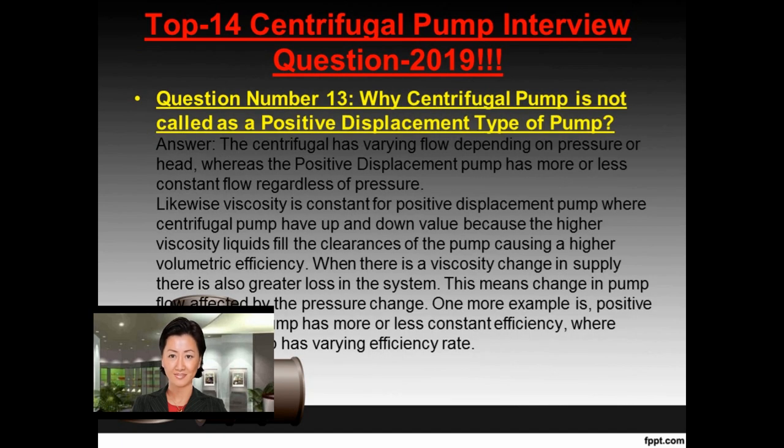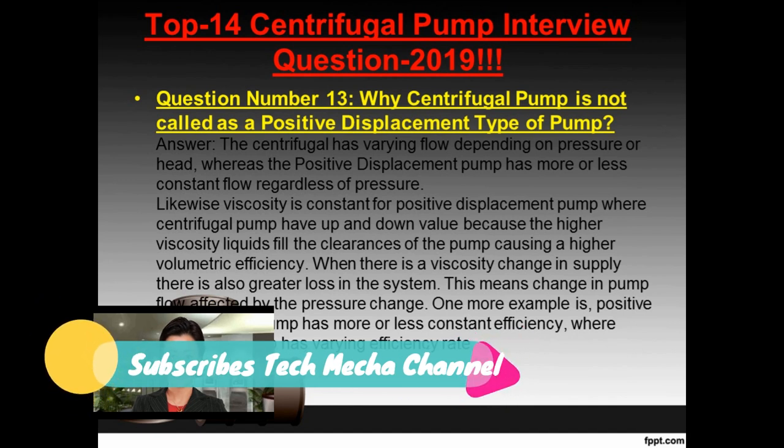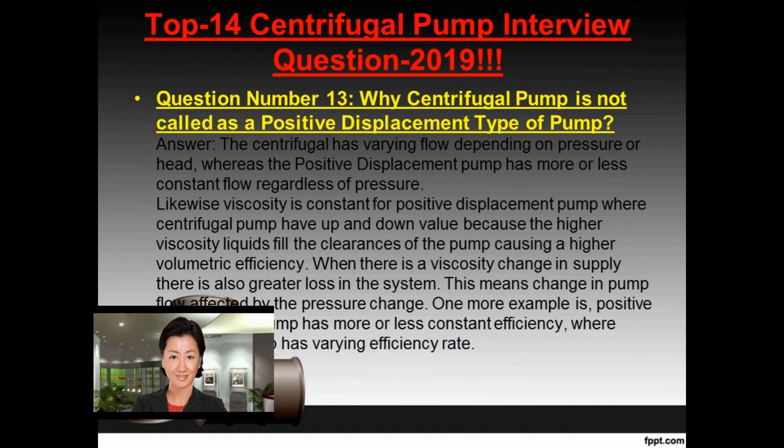Question number 13. Why is a centrifugal pump not called a positive displacement type of pump? Answer. The centrifugal pump has varying flow depending on pressure or head, whereas the positive displacement pump has more or less constant flow regardless of pressure. Likewise, viscosity is constant for a positive displacement pump, whereas a centrifugal pump has up and down values, because higher viscosity liquids fill the clearances of the pump, causing a higher volumetric efficiency. When there is a viscosity change in supply, there is also greater loss in the system. This means the change in pump flow is affected by the pressure change. One more example is that a positive displacement pump has more or less constant efficiency, whereas a centrifugal pump has varying efficiency.